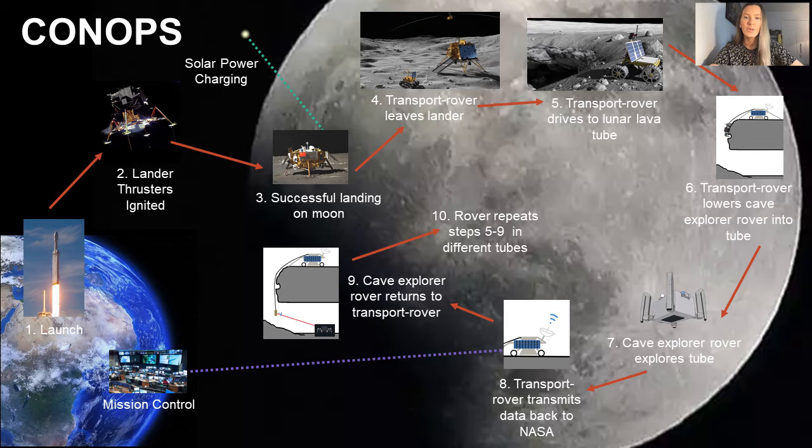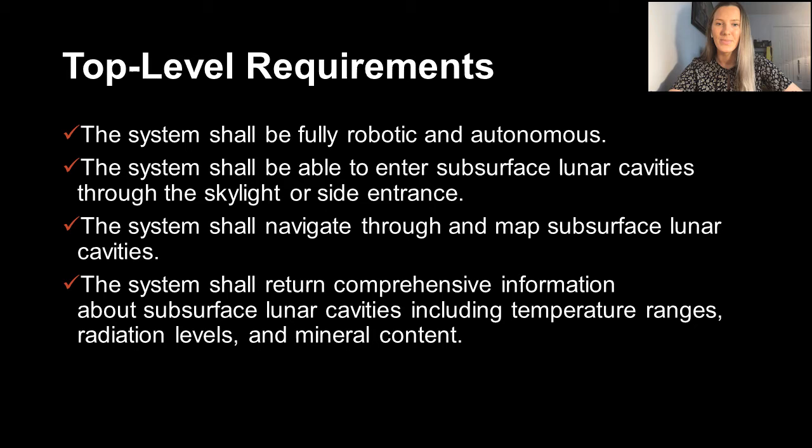The transport rover would then leave the lander and drive to a lunar lava tube, followed by the transport rover lowering the Cave Explorer rover into the lunar lava tube. The Cave Explorer rover would then explore the tube, while the transport rover continued to transmit data back to NASA. The Cave Explorer would then return to the transport rover and then set off to explore more lunar lava tubes.